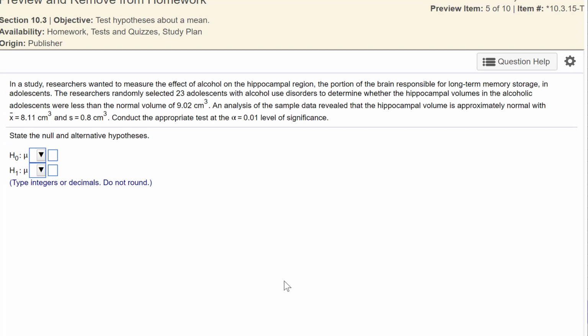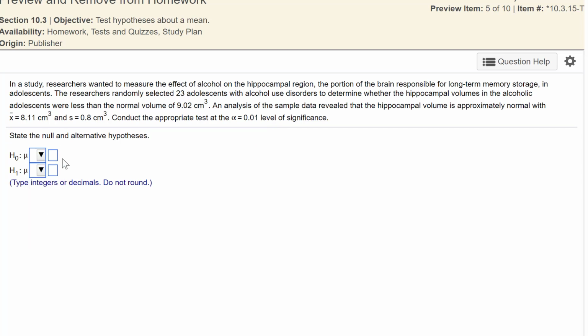An analysis of the sample data revealed that the hippocampal volume is approximately normal with a sample mean of 8.11 centimeters cubed and a standard deviation of 0.8 centimeters cubed. Conduct the appropriate test at the 0.01 level of significance. So we have a rather small alpha here. Okay, state the null and alternative hypothesis.